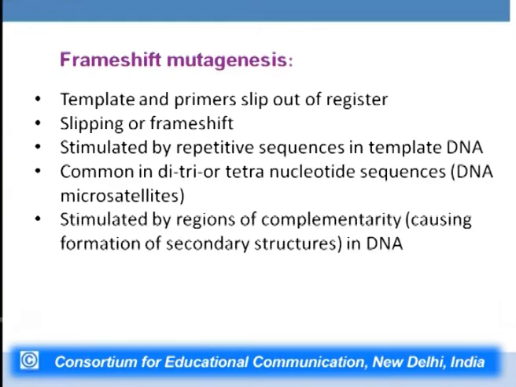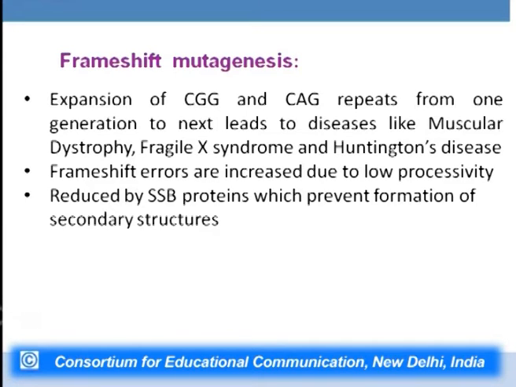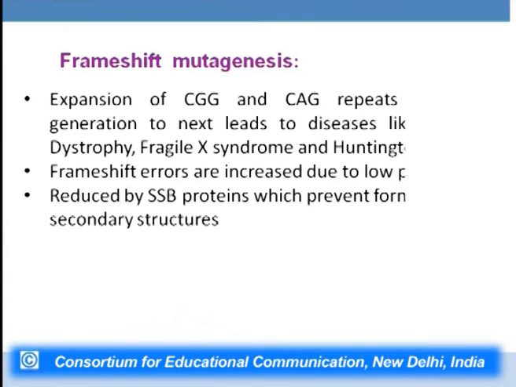And stimulated by regions of complementarity in such sequences where there are di or trinucleotide repeats, there is formation of secondary structure in DNA, which enhances the slipping of the template and primer, and this leads to an enhanced rate of frameshift mutation. For example, expansion of CGG and CAG repeats from one generation to the next leads to diseases like muscular dystrophy, Fragile X syndrome and Huntington's disease, and this occurs because of replication slippage, which leads to frameshift mutagenesis. However, frameshift mutagenesis can be reduced by single strand binding proteins, which prevent formation of secondary structure in nucleotide sequences having dinucleotide or trinucleotide repeats.